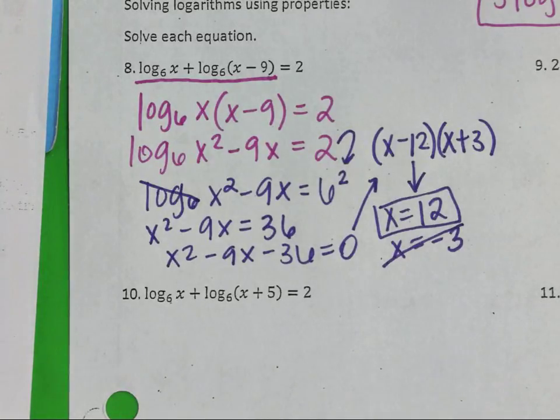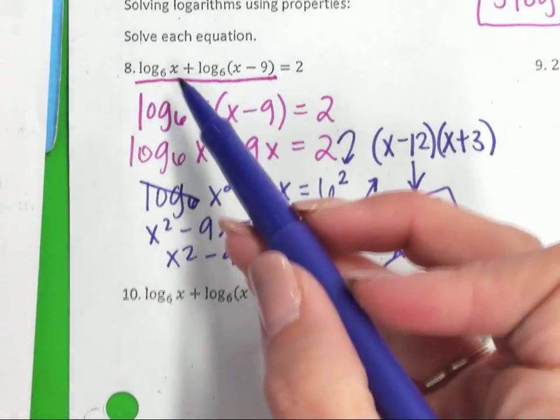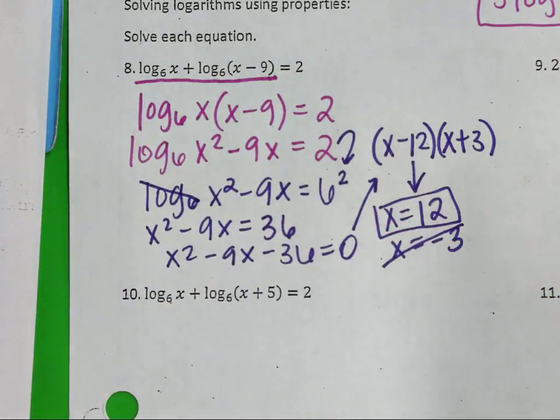Say that again? Because we can't take the log of negative numbers. It's just undefined. Just like you can't divide by 0. Alright, one more together.